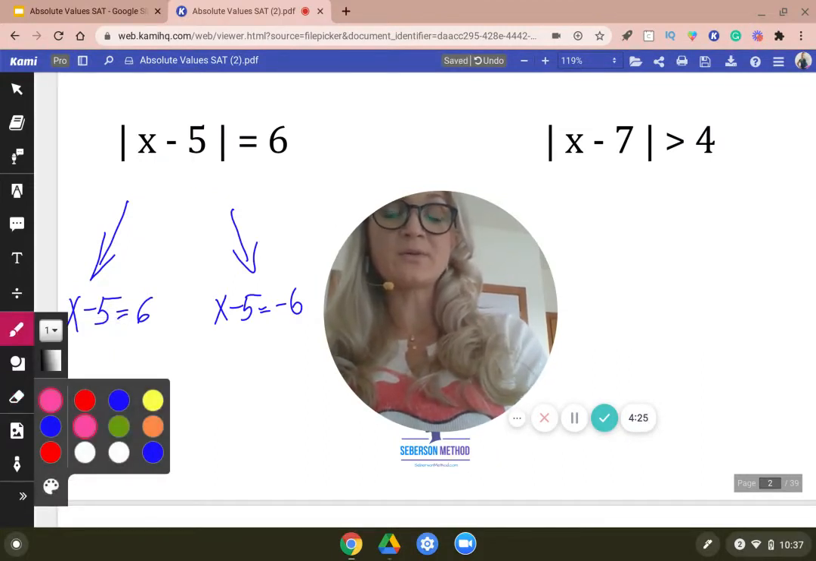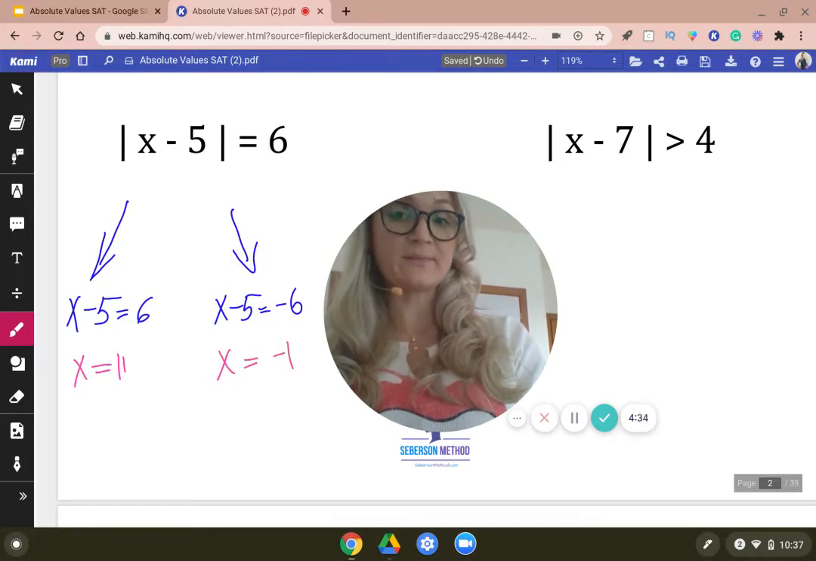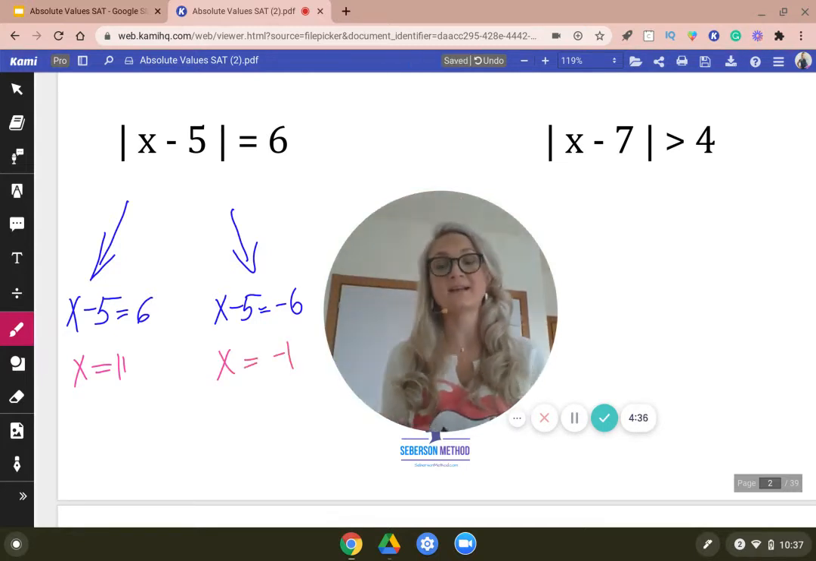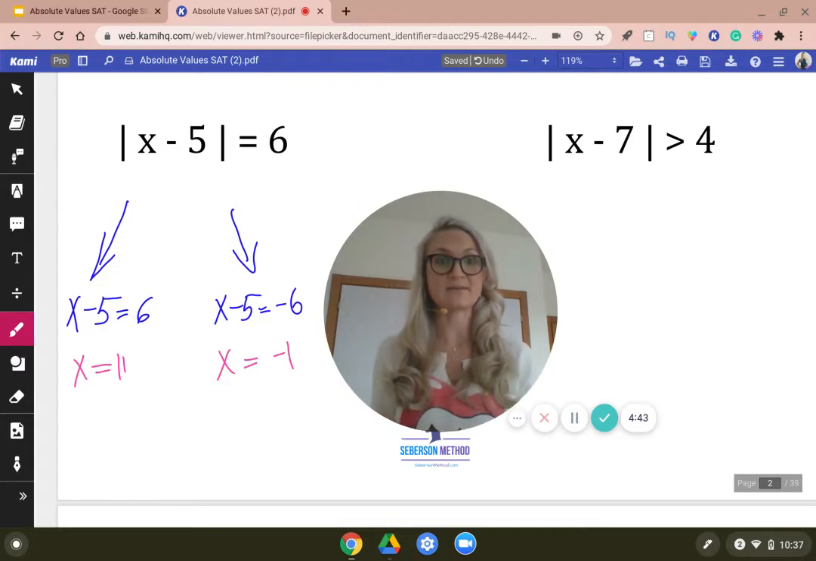Then when you solve both of these equations, you're adding 5 on both sides. Here, x is going to equal 11. And then here, x is going to equal negative 1. The SAT always loves to ask questions about the sum of the two solutions or the product of the two solutions. So the sum would be 10 and the product would be negative 11.